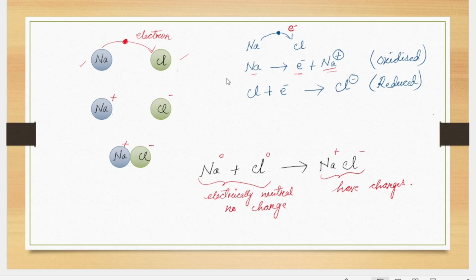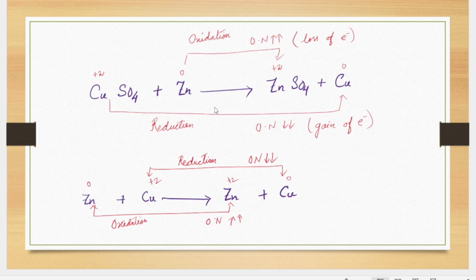And who is receiving the electrons? Chlorine is receiving the electrons. It becomes Cl minus. Sodium is oxidized and chlorine is reduced. The positive and negative charges will attract each other and it becomes sodium chloride, NaCl. Now these two charges will cancel each other and it becomes NaCl. This is like common salt.